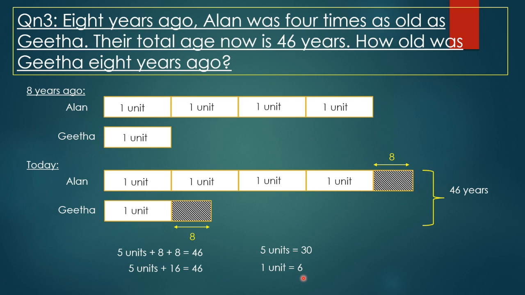And Geeta's age 8 years ago was just 1 unit as you can see over here. So Geeta was 6 years old 8 years ago. Was that simple? I hope it was. You see, you can solve most of this question just by looking at the model. So there's very little working involved if you were to use the math modeling technique.